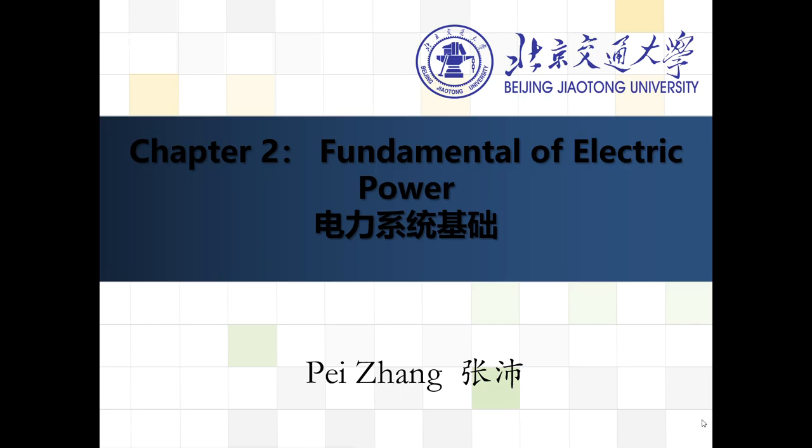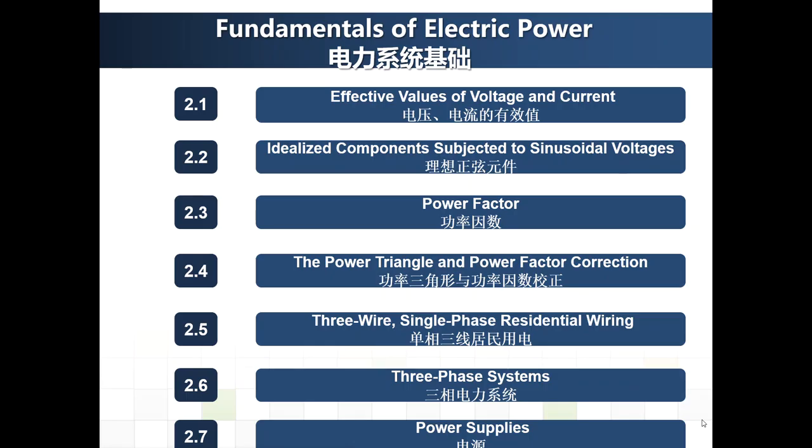Chapter 2, Fundamentals of Electrical Power. Starting from today, we're going to study Chapter 2, Fundamentals of Electrical Power. Chapter 2 contains 8 sections, and today we focus on the first 2 sections, 2.1 and 2.2: effective value of voltage and current, and idealized components subjected to sinusoidal voltages.